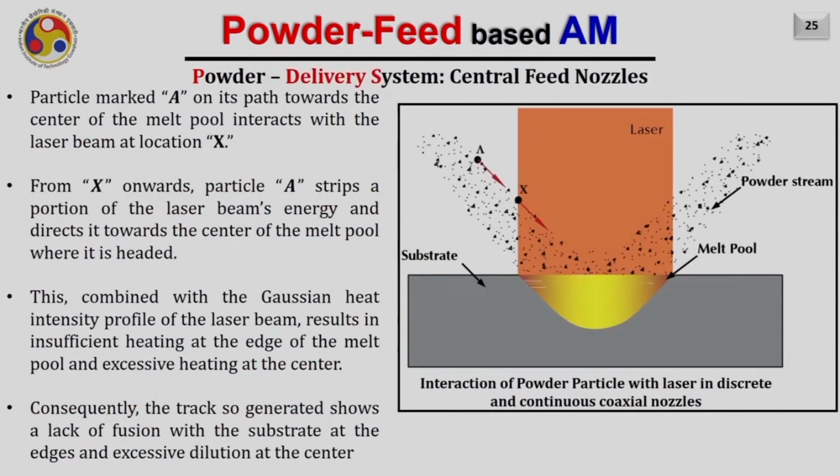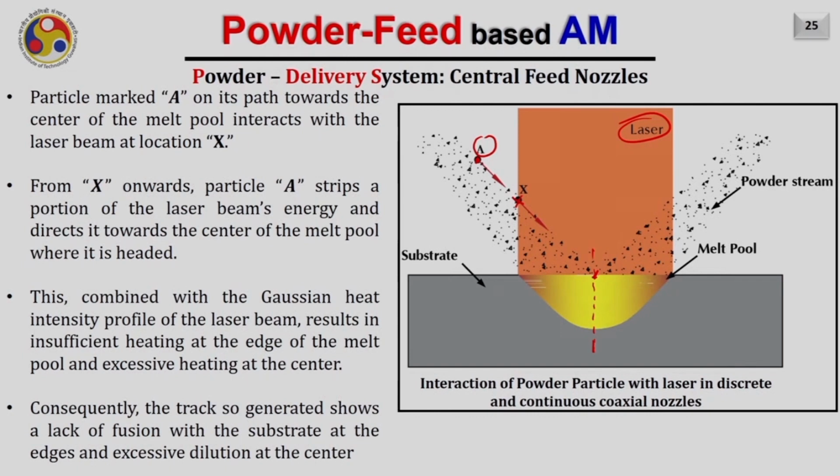However, in both of these cases, let us now try to understand how the powder interacts with the laser beam. Let us assume that there is a powder particle here, marked as A, and it is on its path toward the center of the molten pool. Assume that this is the center of the molten pool. So this powder particle is moving towards the center. As it comes inside the laser beam, it interacts with it at point X, and from point A onwards, the particle strips a portion of the laser beam's energy and directs it towards the center of the molten pool, where it is headed already.